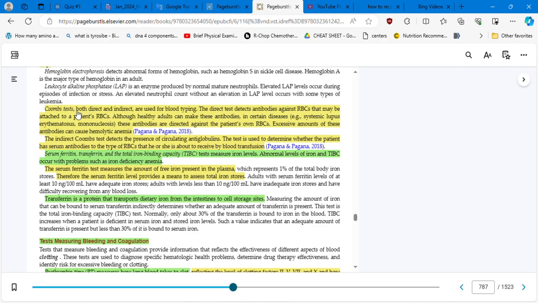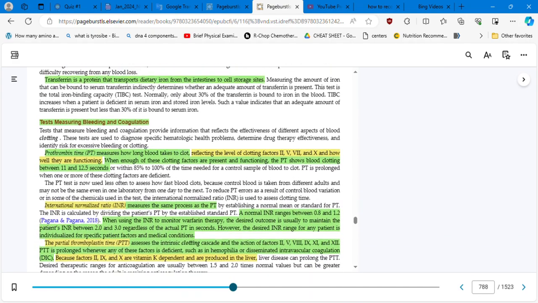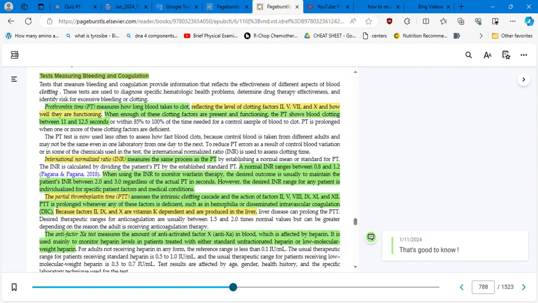The Coombs test, direct and indirect, is used for blood typing. Also, you have the serum ferritin, transferrin, and the total iron to measure iron levels. Also, the prothrombin time, PT, measures bleeding and coagulation, reflecting the level of clotting factors.